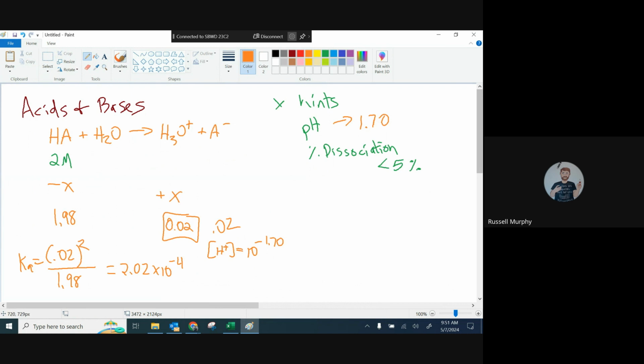Those are the two common questions where we have to calculate Ka. They give us a percent dissociation, or they give us a pH.